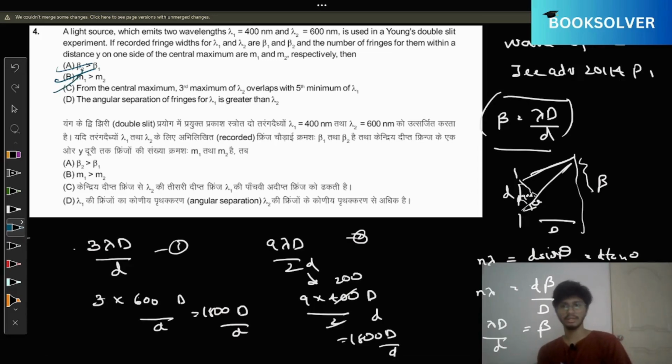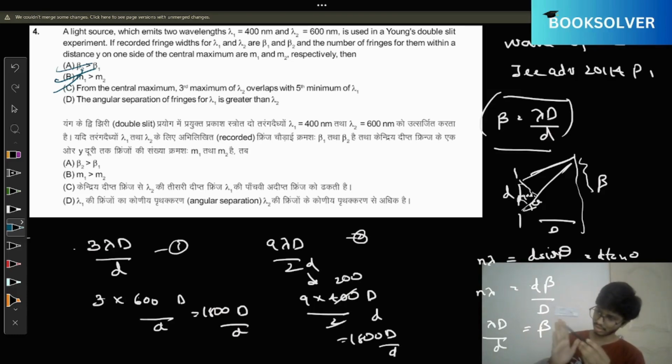Now option D: the angular separation of fringes for lambda 1 is greater than for lambda 2. See, if beta is greater for lambda 1, it would have been true. But beta is greater for lambda 2. This is the central maximum. If the fringe width is here, then the angular separation is this.